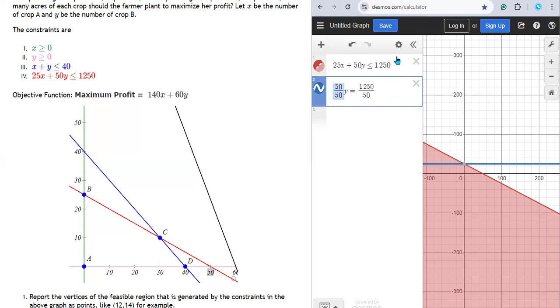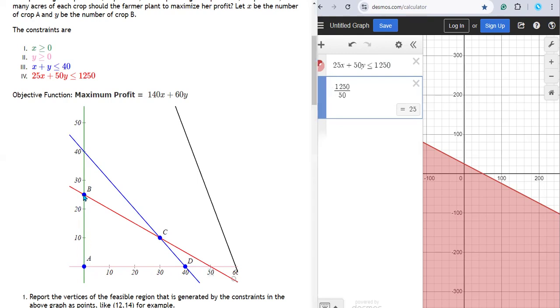50 divided by 50 is 1. So 1 times Y is Y. So when X equals 0, what does Y equal? Y is equal to 25. And that's this point right here. When X equals 0, Y equals 25.